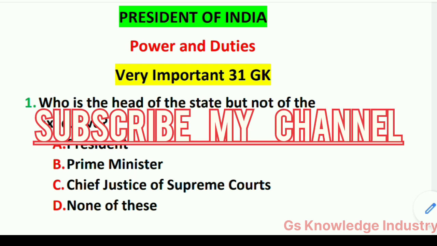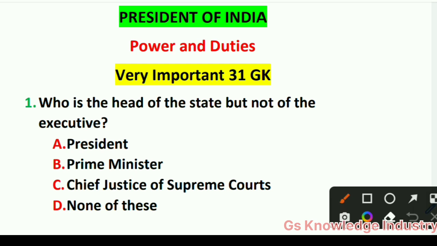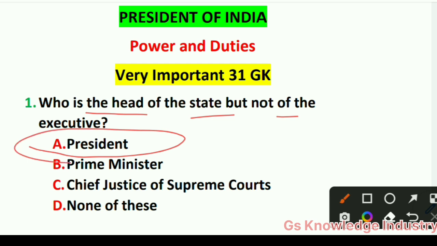The first question is, who is the head of the state but not of the executive? Option A, President. Option B, Prime Minister. Option C, Chief Justice of Supreme Court. Option D, none of these. Here the right answer is option A, President.